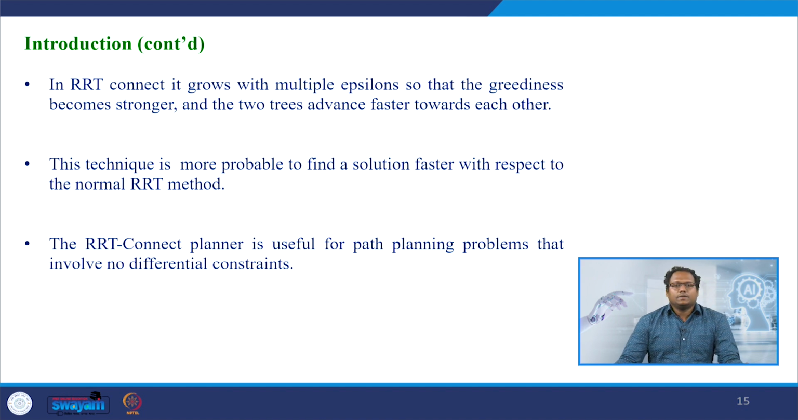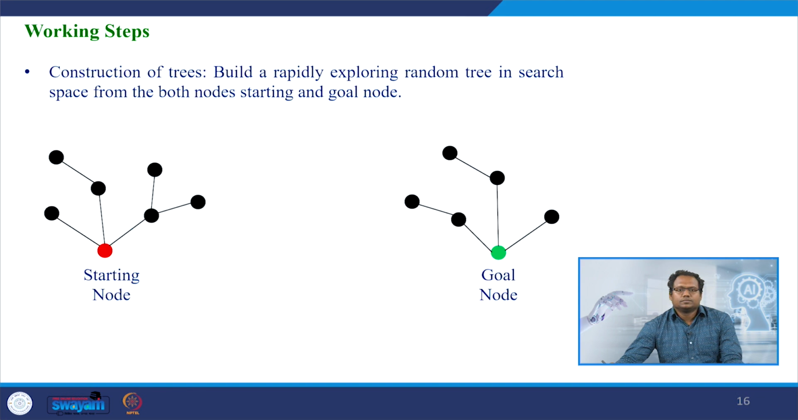In RRT Connect, it grows with multiple epsilons, so that the greediness becomes stronger and the two trees advance faster towards each other. Once they advance faster towards each other, reach and get connected, we stop the process of searching further. This technique is more likely to find a solution faster than the normal RRT approach. The RRT Connect planner is useful for path planning problems that involve no differential constraints. Let us see the working steps associated with RRT Connect.